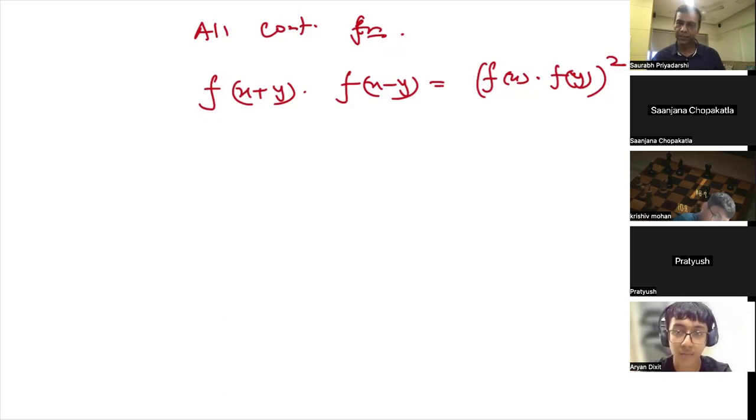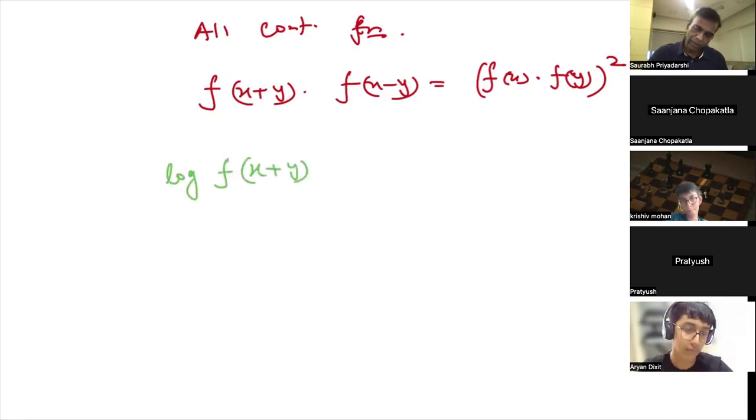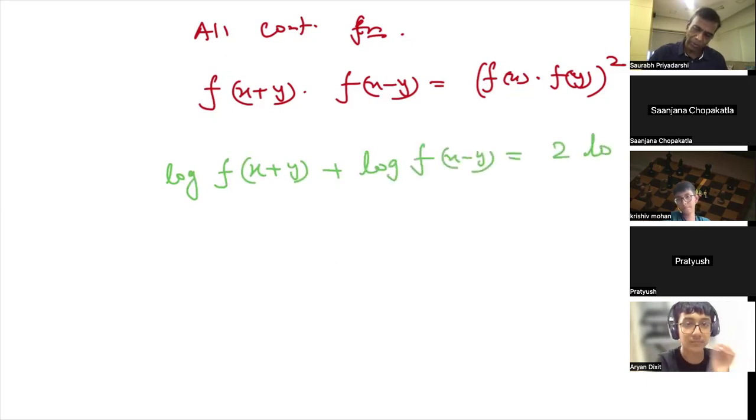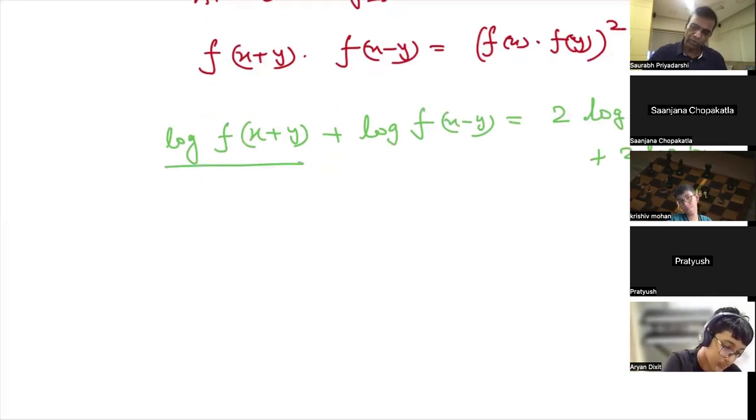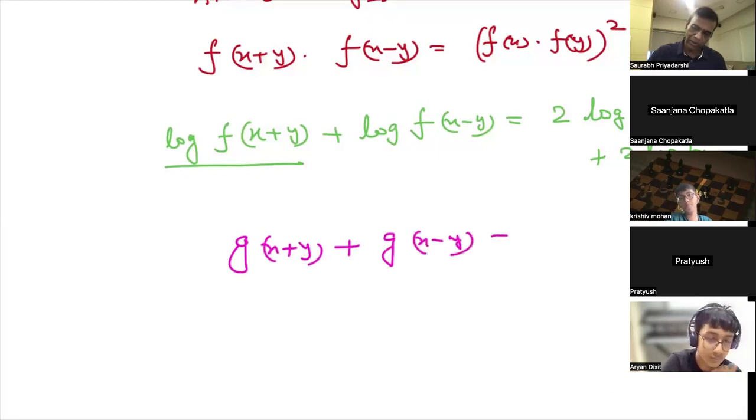Okay, let's start. See, first thing, what I was saying, this is the extended form, right? If I take log of f of x plus y plus log of f of x minus y is equal to twice log of fx plus twice log of fy, right? If I take this function as g, then g of x plus y plus g of x minus y is equal to twice of gx plus gy.